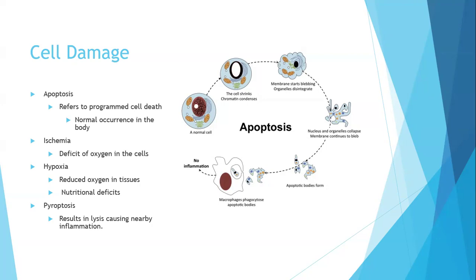Pyroptosis is cell lysis caused by nearby inflammation. So the inflammation is what causes the death of cells rather than a pre-programmed cell death as in apoptosis.